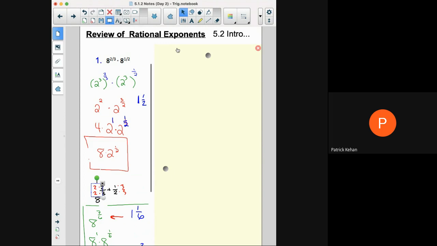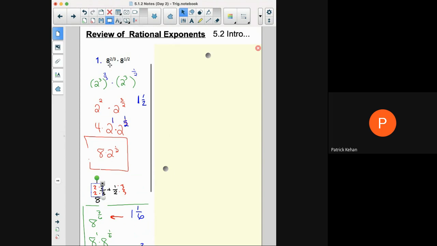I really think that this method is going to give you the most success, not only in this chapter, but also when you have to deal with concepts in future math classes. So we're looking at number 1 here, and it's 8 to the 2/3 times 8 to the 1/2, right? So you could jump right into your properties of exponents, right? Same base, you're going to add the exponents from there. But that's not always going to be the case where the bases are the same. So I'm going to give you a method that you can use.